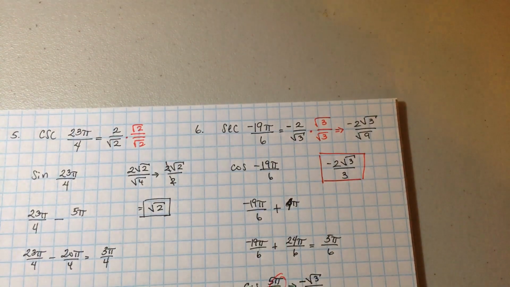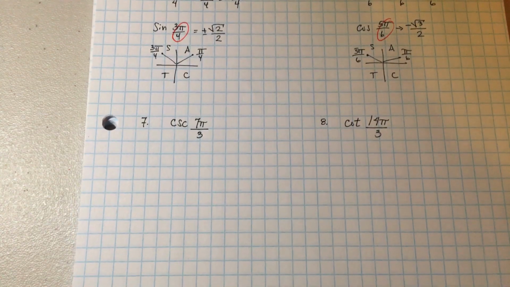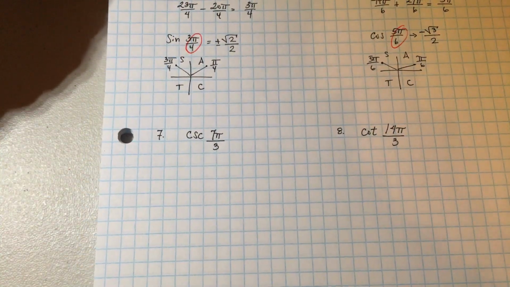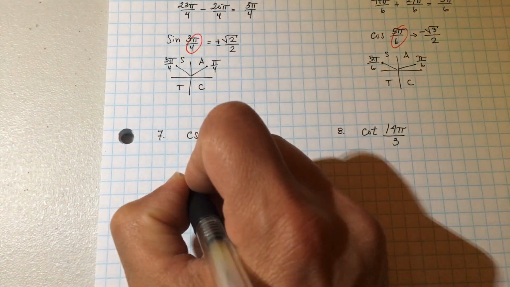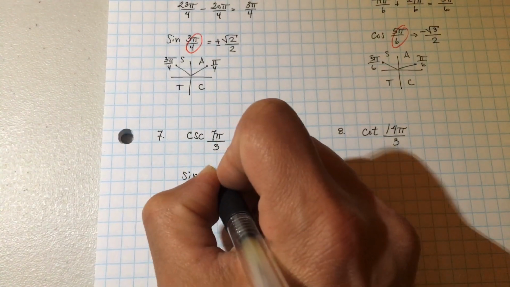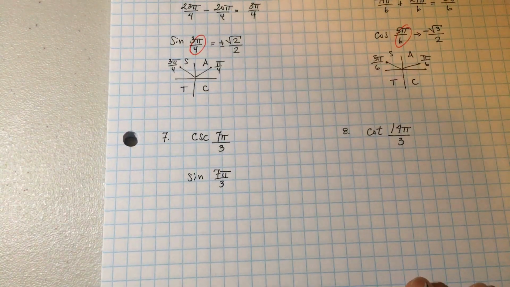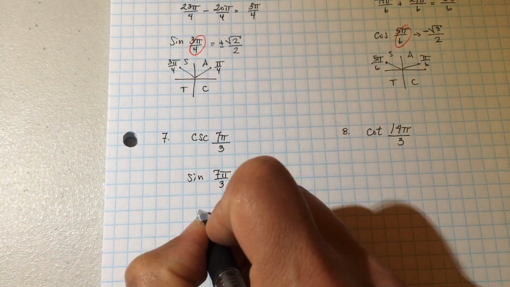All right. Number 7. Let's go ahead and do cosecant. Cosecant is the reciprocal of sine. So we have sine of 7 pi over 3. All right. Let's see. How many times is 3 going into 7? We're going to bring it back because it's a positive, right?